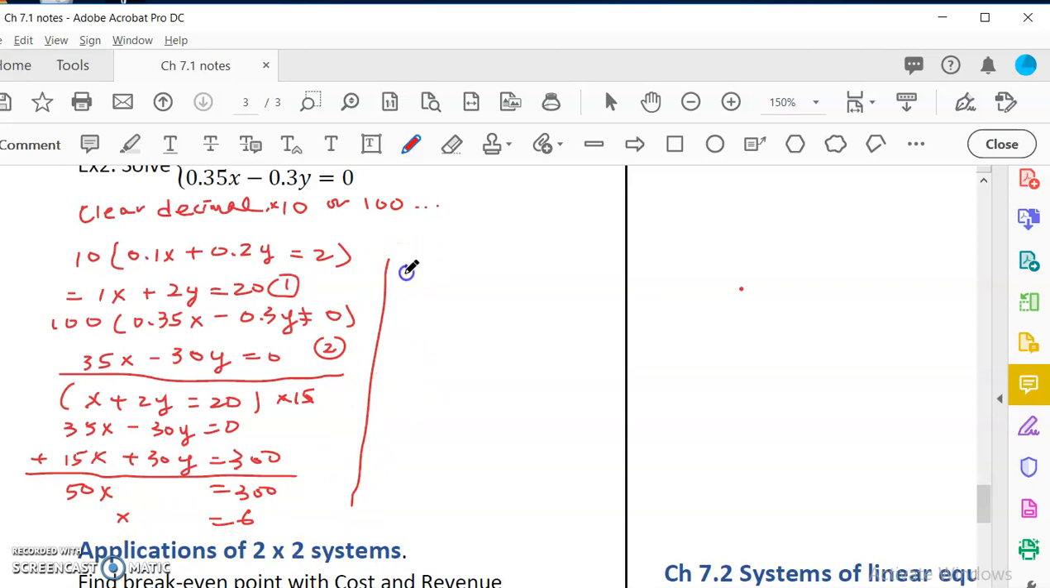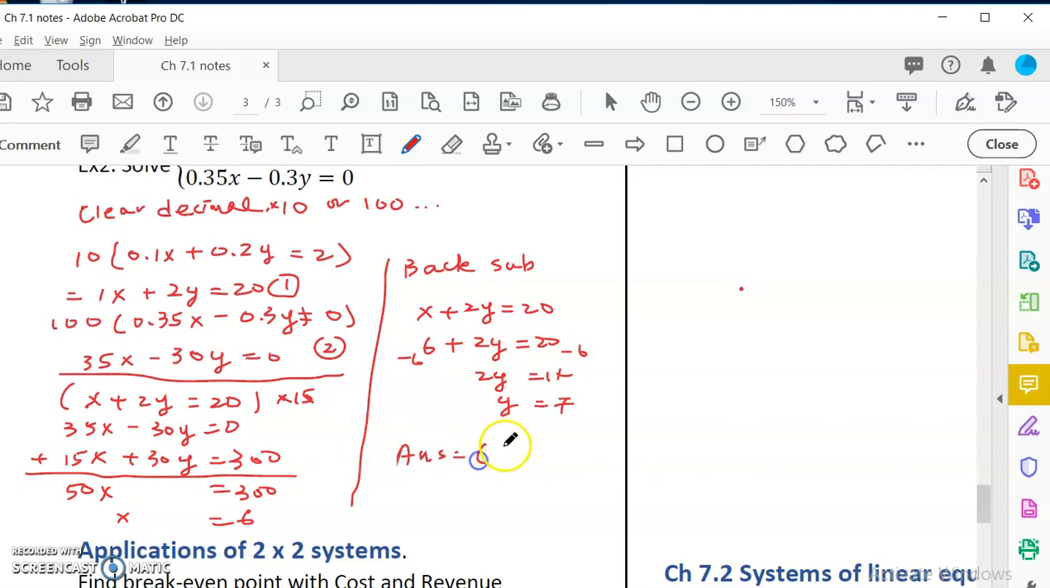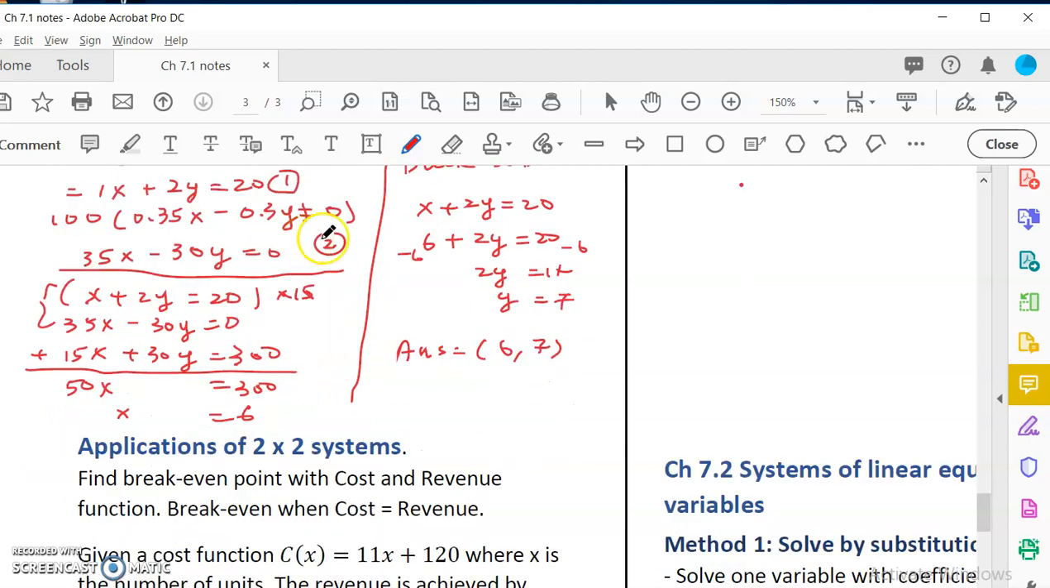So back substitution. I can do back substitution in the intermediate one, x plus 2y equal to 20. x is 6, so 6 plus 2y equal to 20. That means 2y equal to 14, because if you minus 6 on both sides, y is equal to 7. So that's it. My answer is (6, 7). So after you finish clearing the decimals, it is just a normal system of equations.